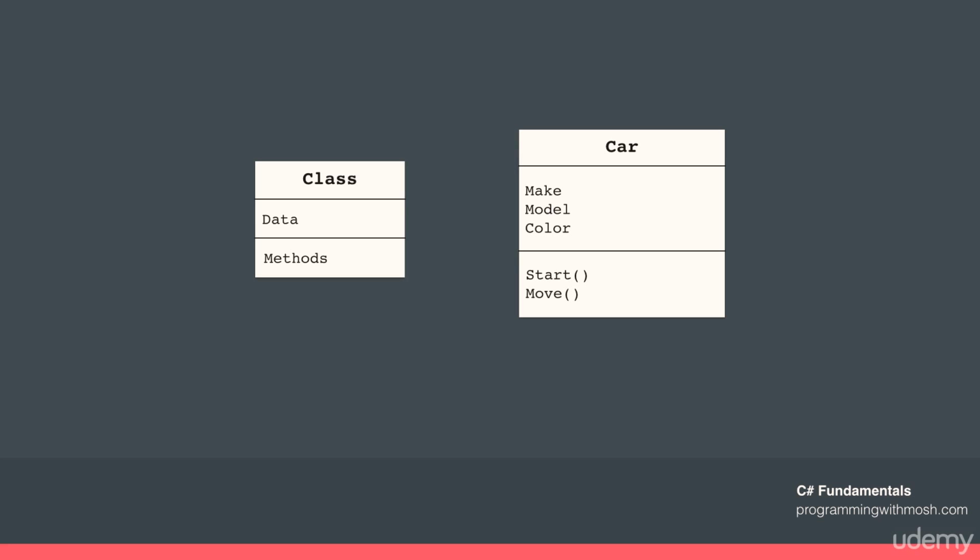Think of a car. A car has some attributes, like its make, its model, its color. These are the attributes of a car. A car also has some functions. We can start it, or we can move it. So you can think of a car as a class. In a real-world application, we have tens, hundreds, or even thousands of classes, each class responsible for a piece of functionality. An example of that is classes that are responsible for getting the data from the user, processing the data, and displaying something to the user.